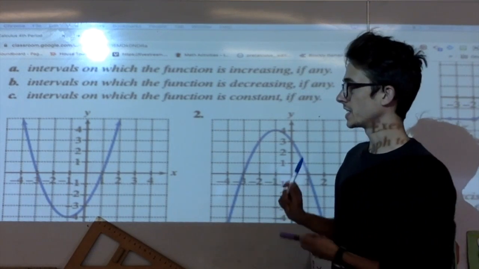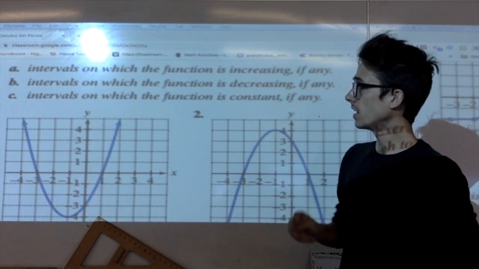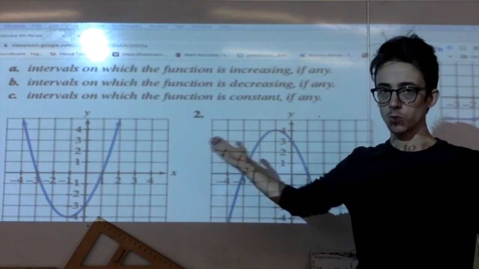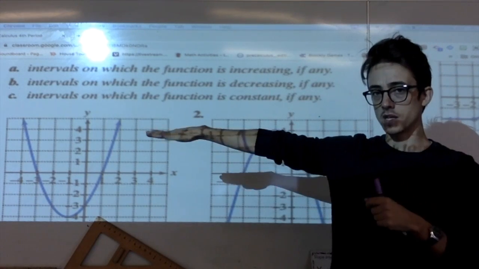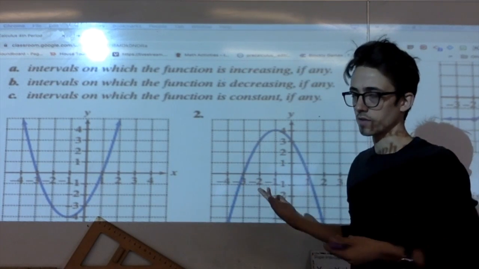Hey pre-calcers, we're going to take a look at some of the problems from 1.3 that dealt with graphs that were graphed out with lines. Some were parabolas that had a U-shape to them. Some were constant and flat. Some went down. Some went up. It was a mix of all of those.